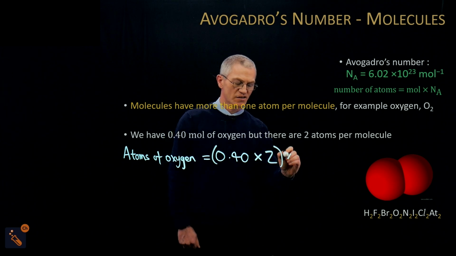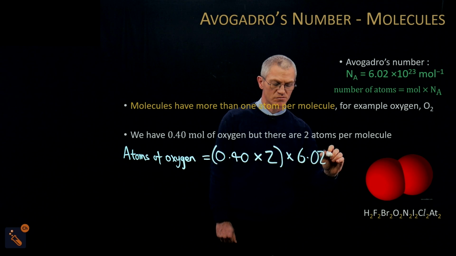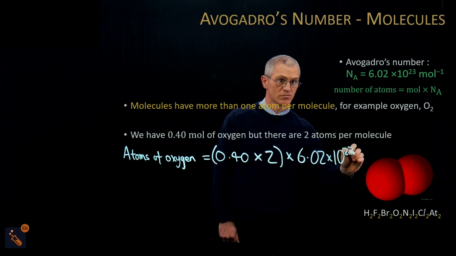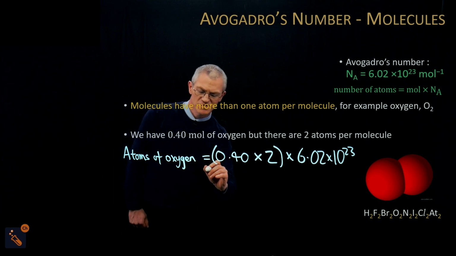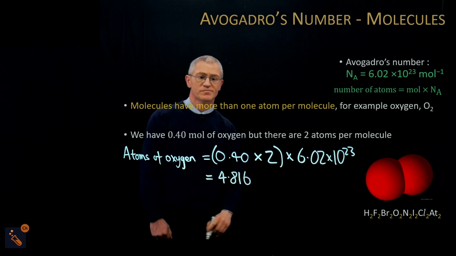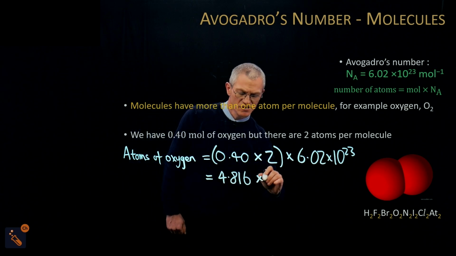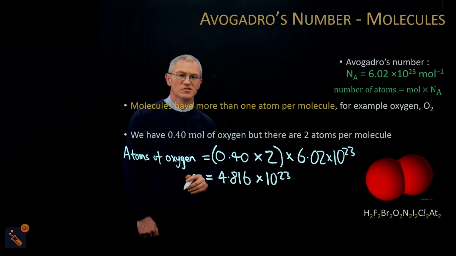We'll take that and then times that by Avogadro's number, times 10 to the 23. Now if that is the case, we'll end up with 4.816 times 10 to the 23, and that will be my atoms of oxygen.